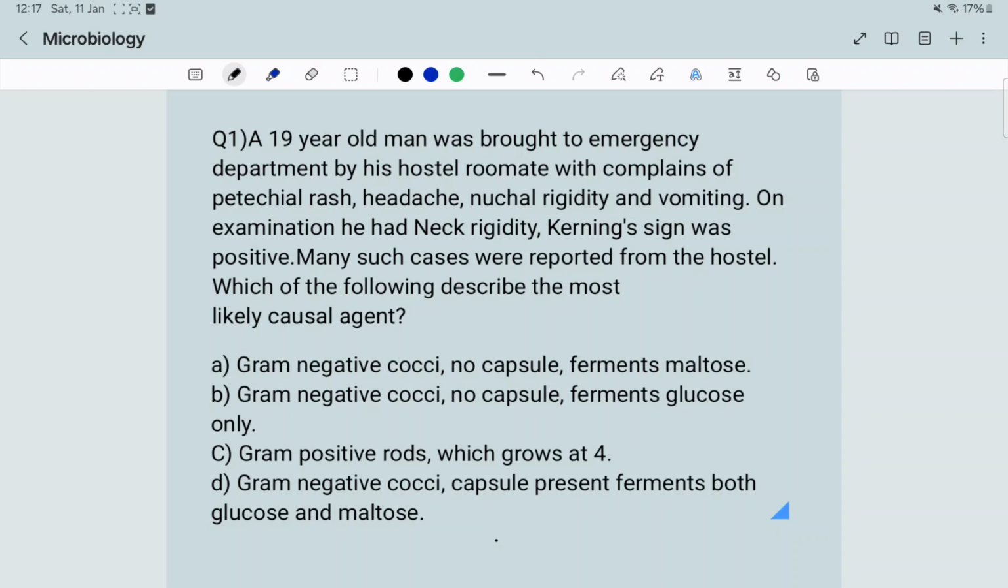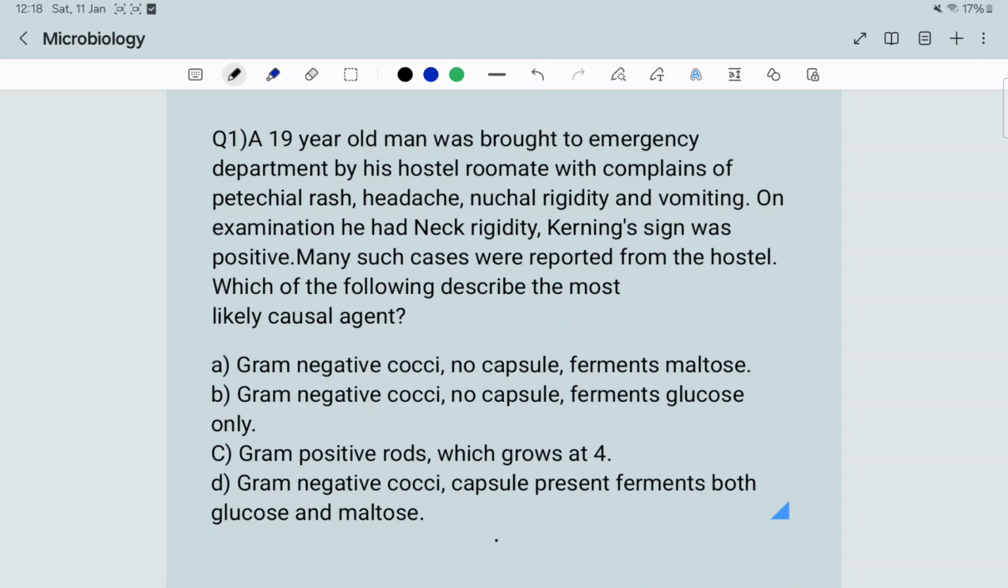A. Gram negative cocci, no capsule, ferments maltose. B. Gram negative cocci, no capsule, ferments glucose only. C. Gram positive rods which grow at 4 degrees Celsius. D. Gram negative cocci, capsule present, ferments both glucose and maltose.